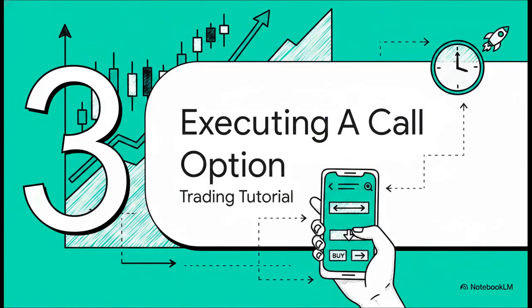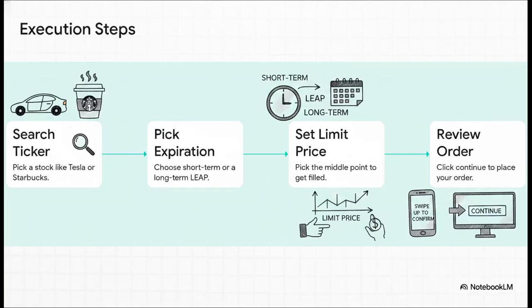Let's jump to section 3, executing a call option. Time for a quick trading tutorial. Keeping things super simple and actionable here, actually executing a call option takes just 4 straightforward steps on your brokerage app. First up, search for your stock ticker, say Tesla or Starbucks. Second, pick your expiration date. Now, strategy-wise, if you're making a short-term bet, you go with a near-term date. Going long-term, pick a date way out in the future, which is known as a LEAP option. Third, you set your limit price. And finally, review and confirm your order. Bam, you're in the game.